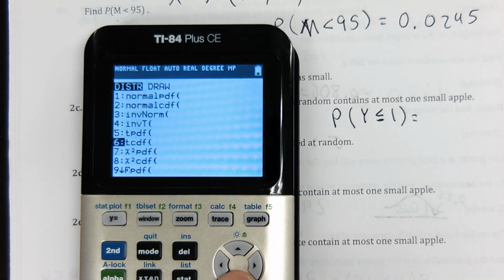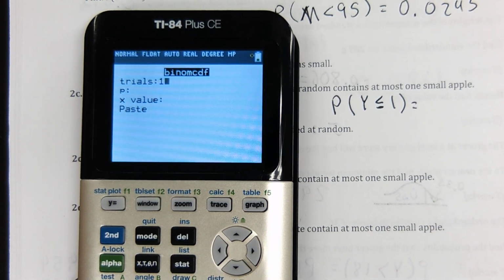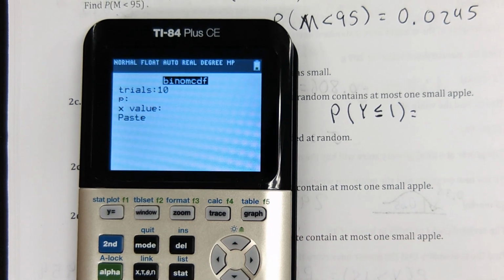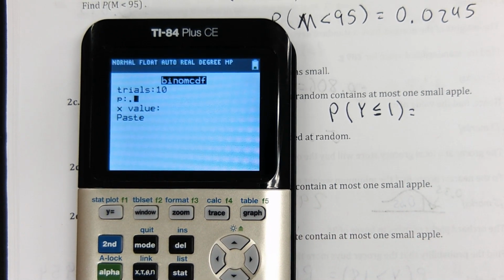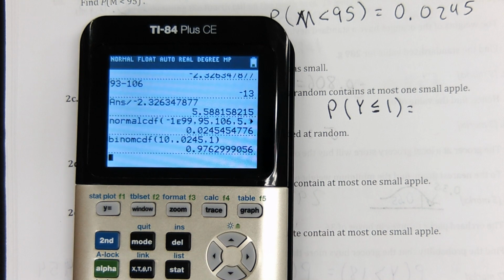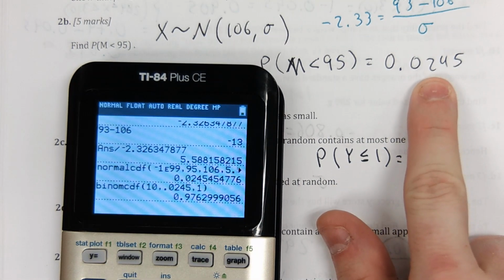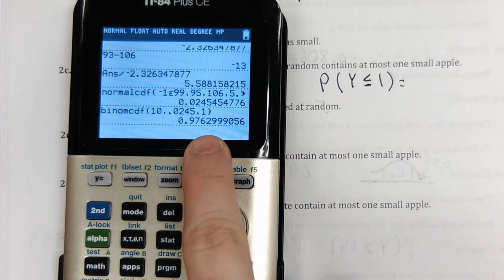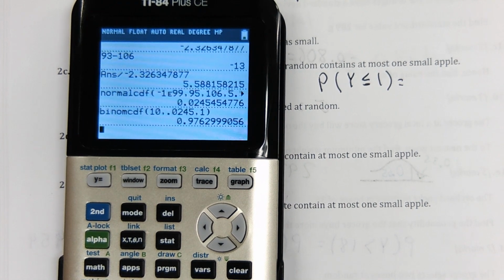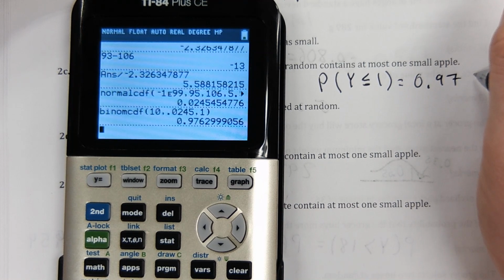Second vars, binomcdf, because it's going to add these things. There were 10 trials. Our probability of a small apple, which is actually success, is 0.0245, and you're hoping it's 1 or less. So a very good chance. The reason is that a small apple should have been extremely rare. Only 2% of our apples are small. That makes sense that 1 or less of them is small. So 0.976.